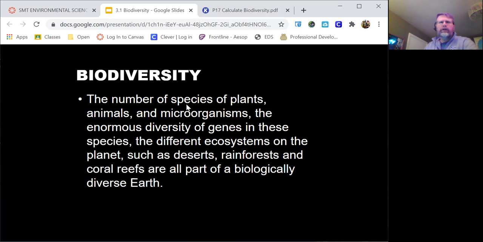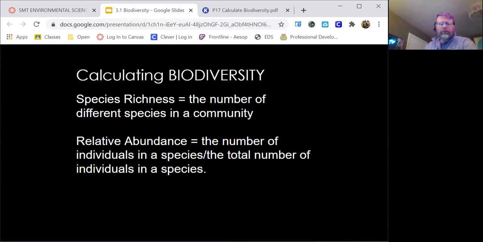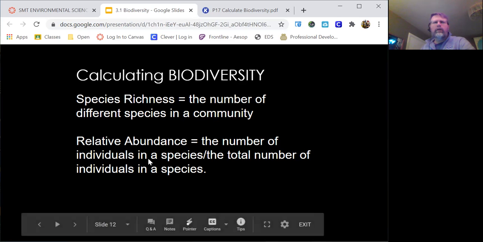Let's go back to the beginning here. We're looking at the number of species of different organisms. When it comes time to do that assignment, we are trying to calculate the biodiversity. The first thing we're going to do is count up the number of different species in a community, and that is the species richness. The relative abundance is going to be a percentage. It's going to be the number of individuals in a species divided by the total number of individuals.